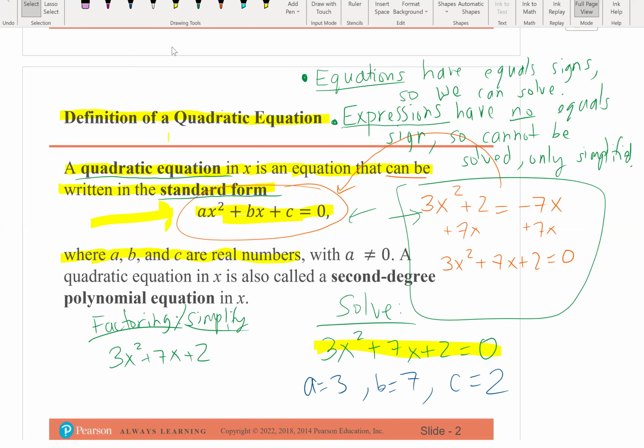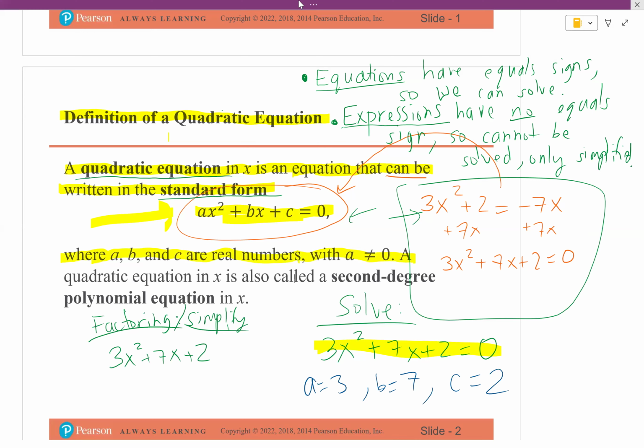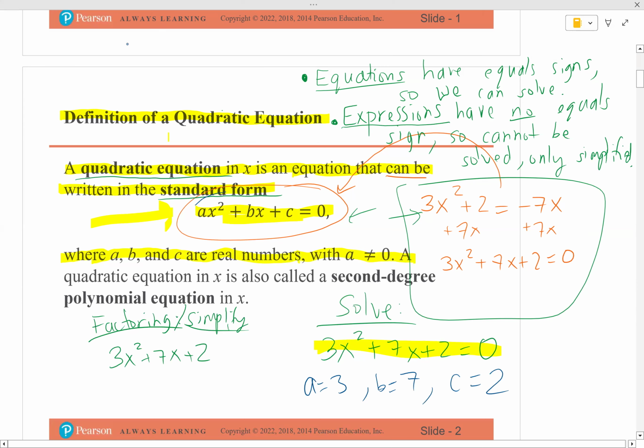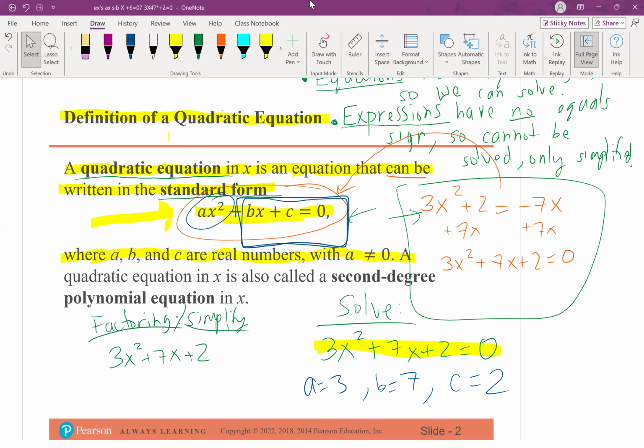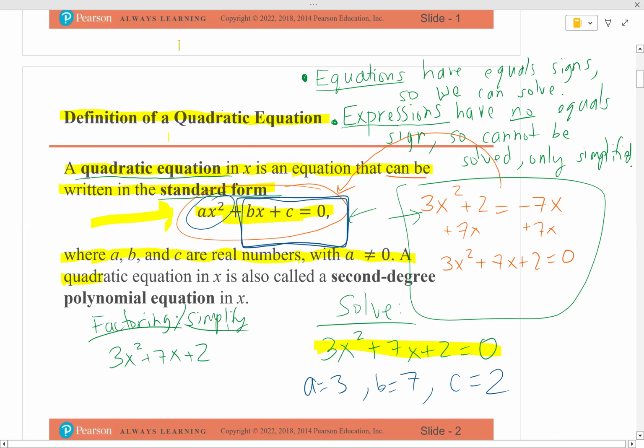All right, okay, back to it. With a not equal to 0, because if a was equal to 0, then this term would just disappear. It'd be 0x squared, which is 0, and you'd only be left with bx plus c equals 0, and that would be linear. So they're saying that a cannot be 0, or else this wouldn't be quadratic at all. You need a to be not 0. If a is 0, it's a linear equation, and we know how to solve that from the previous section.